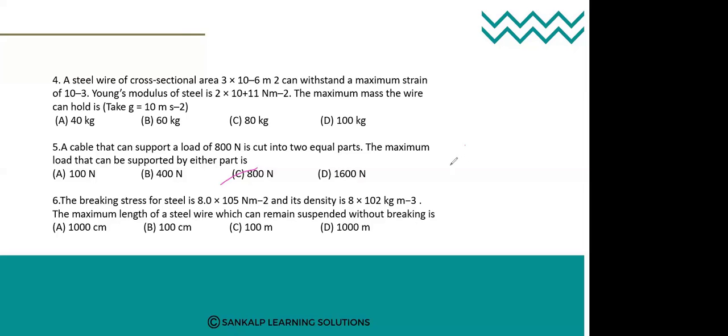If you see the options, it is given as 1000 centimeter, 100 centimeter, 100 meter, 1000 meter. So if you make a little mistake, you will get the wrong answer, right? So you need to do it properly here. Here the breaking stress is given as 8 into 10 to the power of 5. W is equal to mg, the weight of the wire is expressed as mg. So to calculate the mass, what we need to calculate here is the maximum length of the wire.